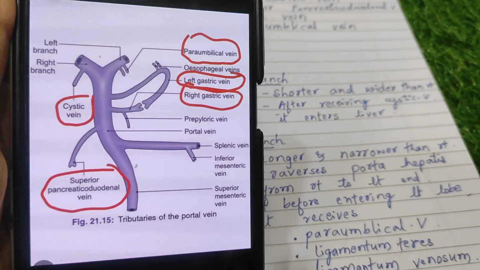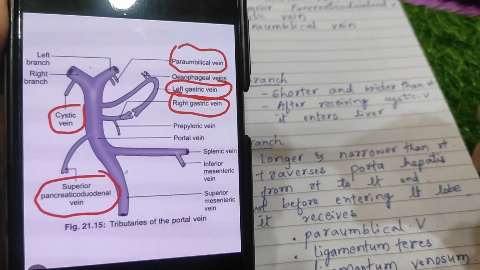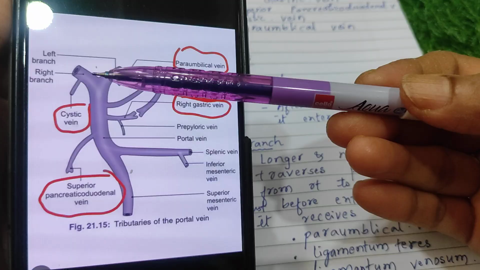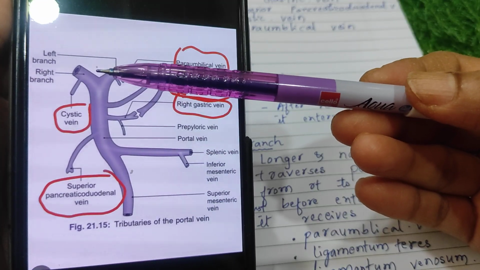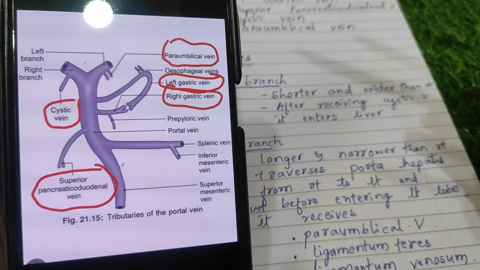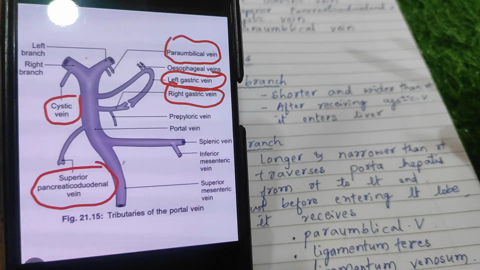Now moving on to the branches of the portal vein. There is the right branch and the left branch here. So the right branch is shorter and wider than the left. After receiving the cystic vein, it enters liver.